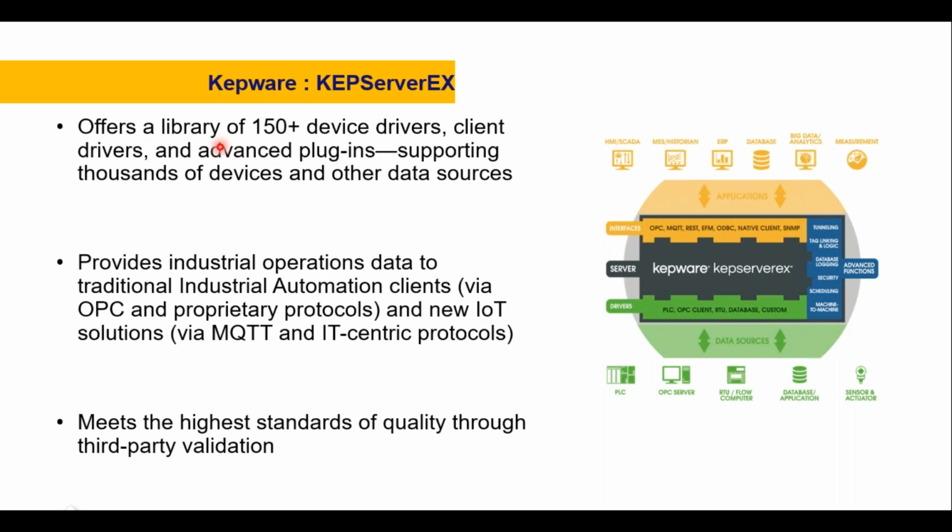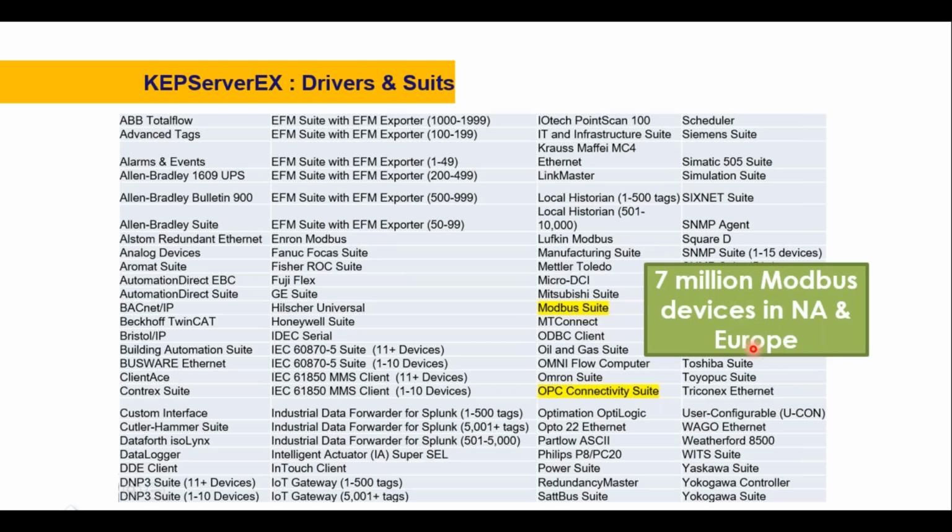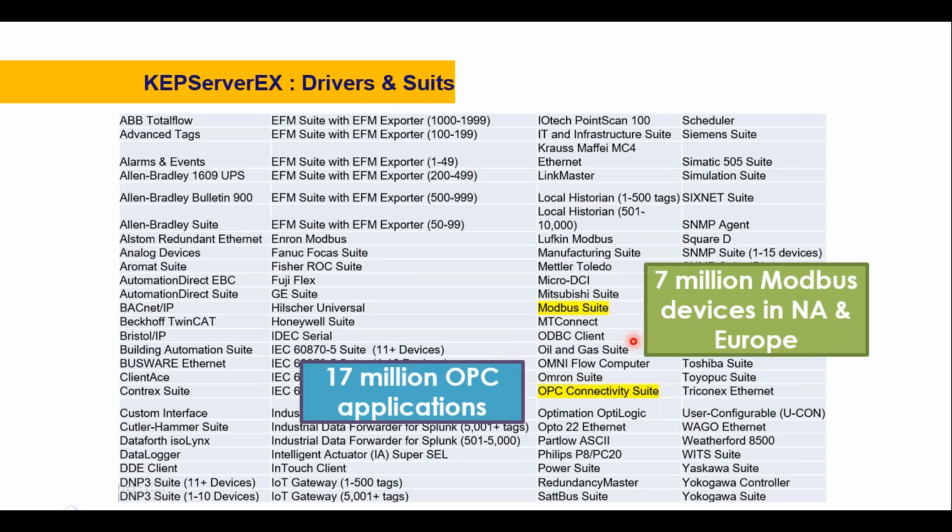As we said, KEPServerEx offers a library of 150 plus device drivers. There are client drivers, and there are some advanced plugins; the advanced functions are called advanced plugins. This is an overview of the drivers and suites available in KEPServerEx. It is not a complete list, just an overview. You'll have the ABB driver, Smart Bus, OPC connectivity, and a lot of other drivers. These are also some figures on how many OPC suites are implemented across the world. Whichever device you have in the plant that you want to communicate with, if you don't find the name of the driver in this list or anywhere, you can contact us anytime. We can verify the compatibility of those devices and help you select the product.